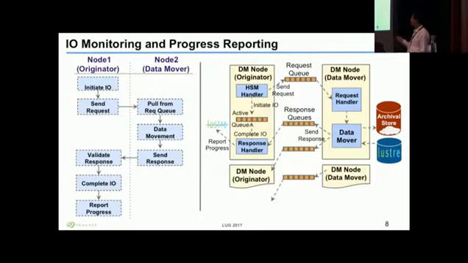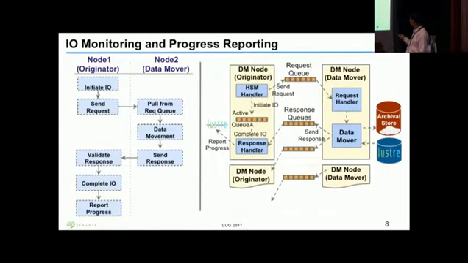Although all nodes are equal, I've just shown a classification of originator and data mover nodes. The originator node is the node which receives requests from Lustre. As soon as it receives a request, it is transferred to a shared queue, from where another node picks it up to handle the I/O.